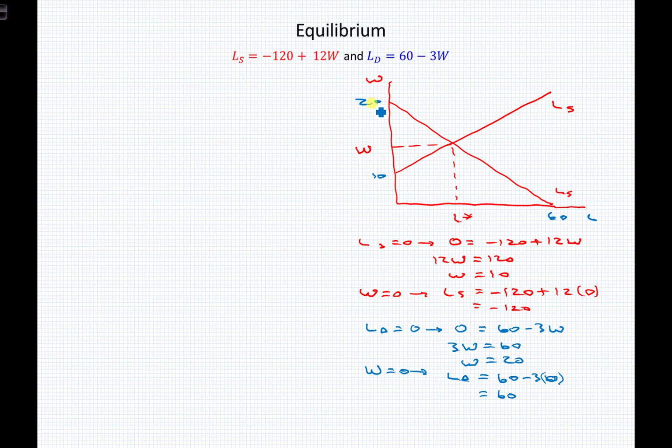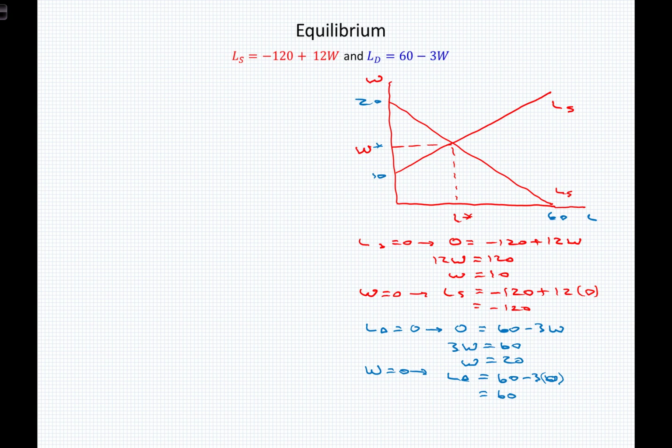At a wage of 20, firms demand 0 workers. But at a wage of 0, firms are only going to demand 60 workers, no more. At a wage of 10, workers will not supply their labor. It must be a wage above 10, and so we think about 10 as the reservation wage. But now how do we identify W star and L star?